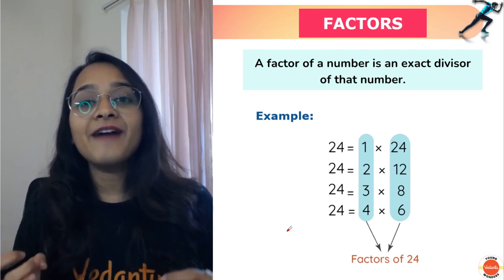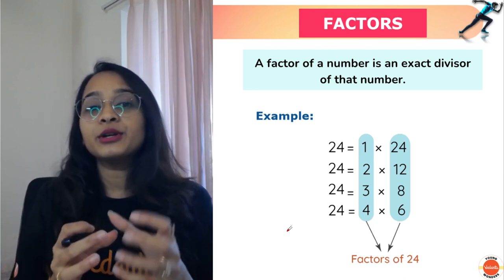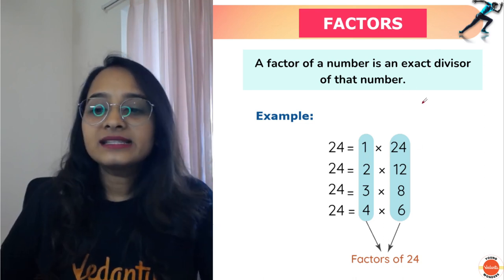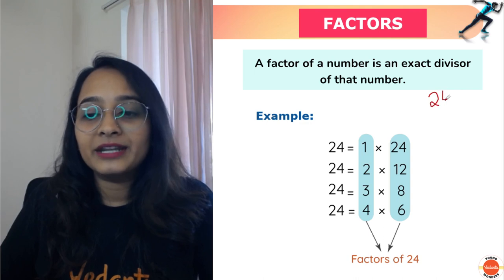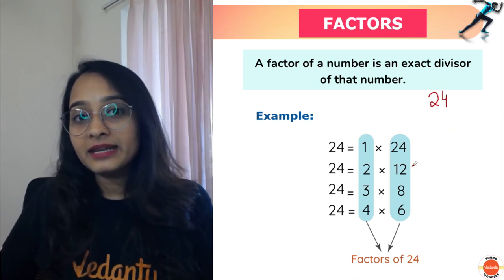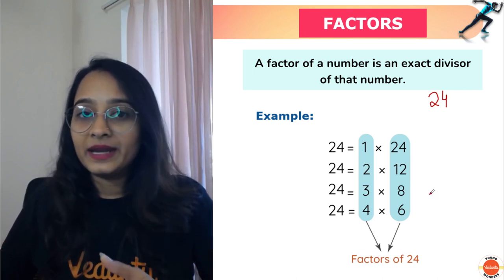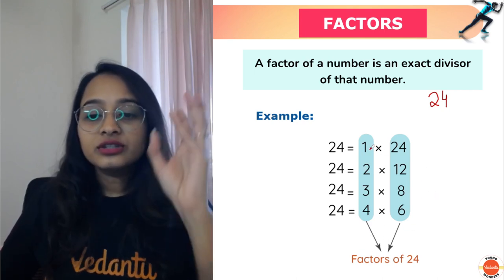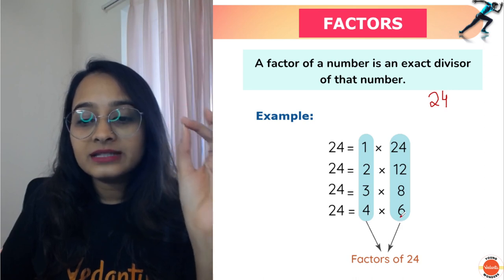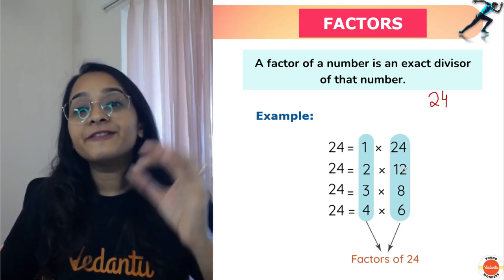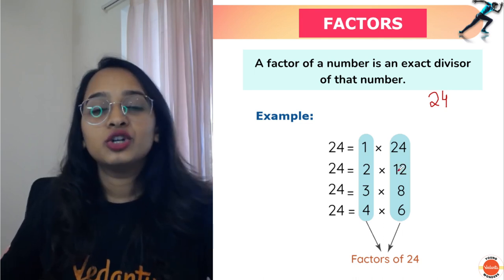What are factors? A factor of a particular number is an exact divisor of that number. For example, if I take the number 24. Now 24 can be written as 1 into 24 or 2 into 12 or 3 into 8 or 4 into 6. So this 1, 2, 3, 4, 6, 8, 12 and 24, what are they? They are the factors of the number 24.